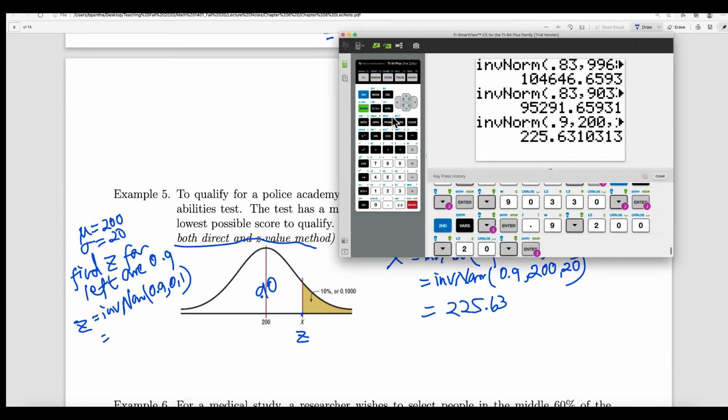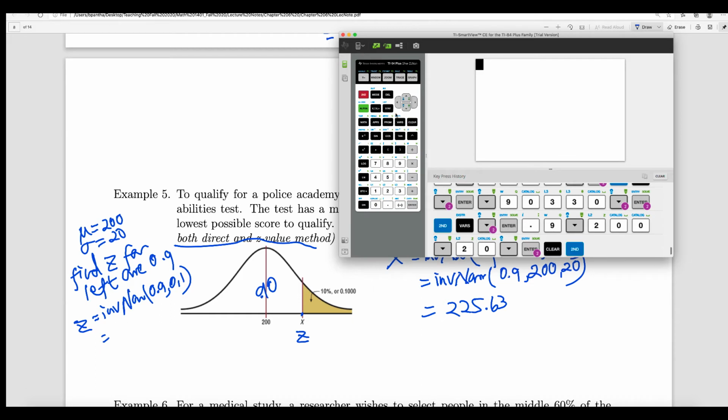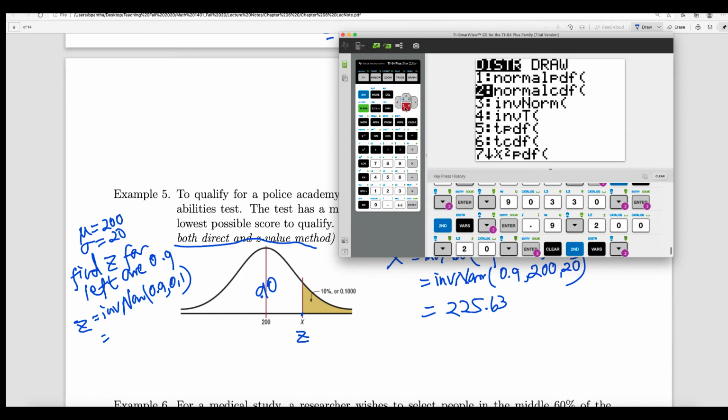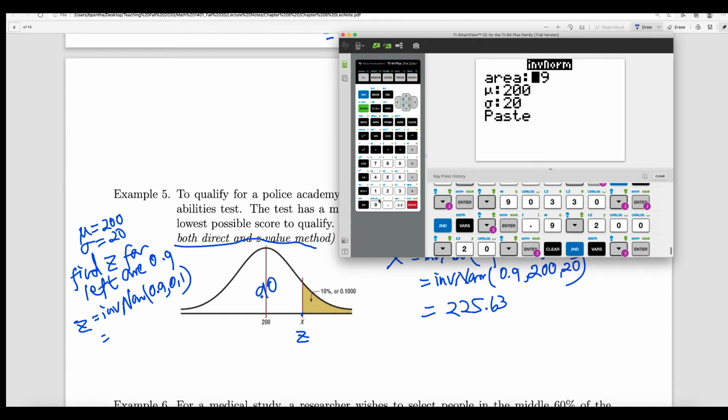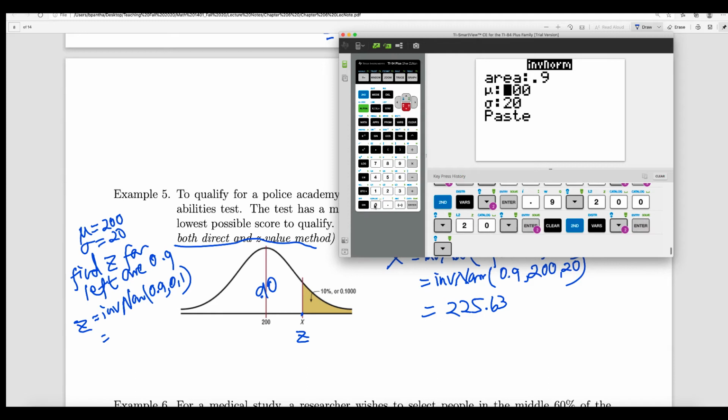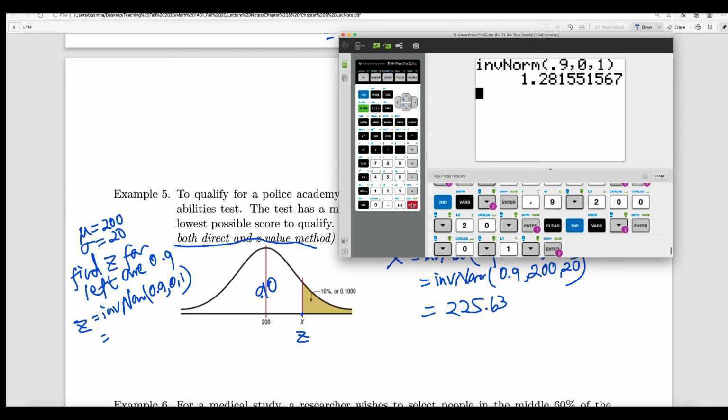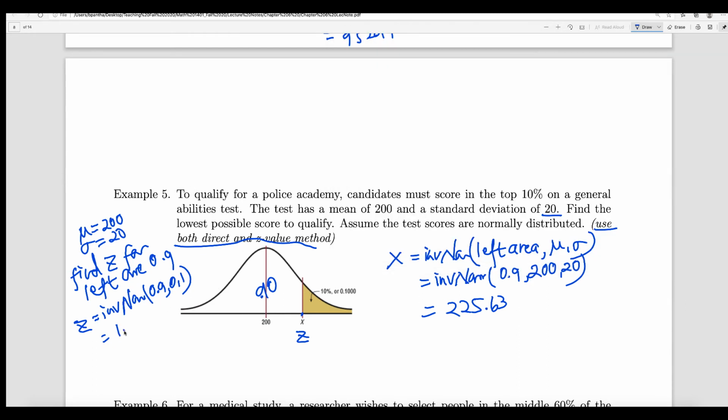Left area is 0.9 with inverse norm, with standard norm, right? So meaning that left area is 0.9, mean is 0, sigma is 1, right? Because we are doing G, that's why we are trying to find out G first. So this is what you do. If you do that, 1.28. So the G value corresponding to the left 90% area is 1.28, but we need to find out X for that G.